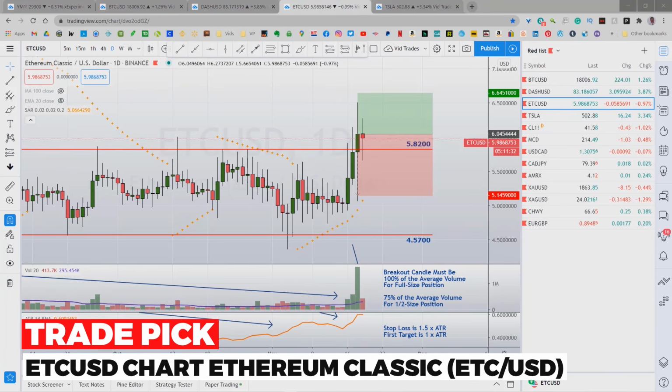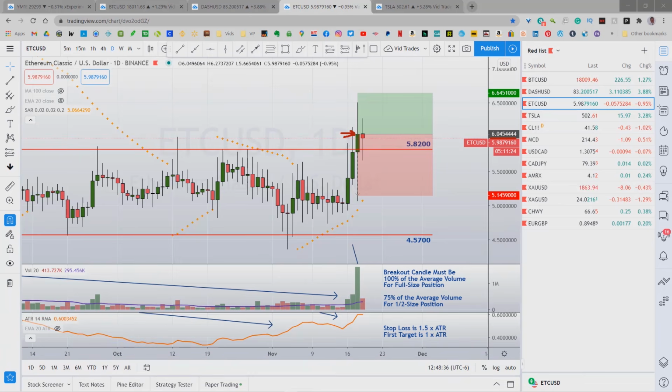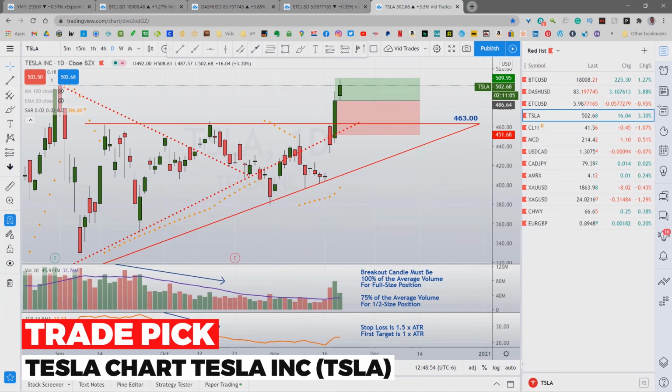And of course, Ethereum Classic triggered right here on Wednesday. I bought it at 604.54. Stop loss is 514.59, and my first target is 664.51.